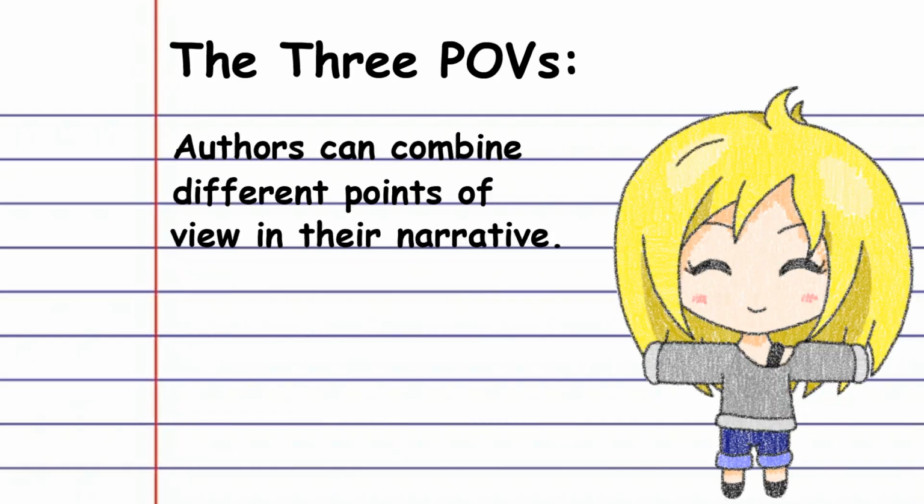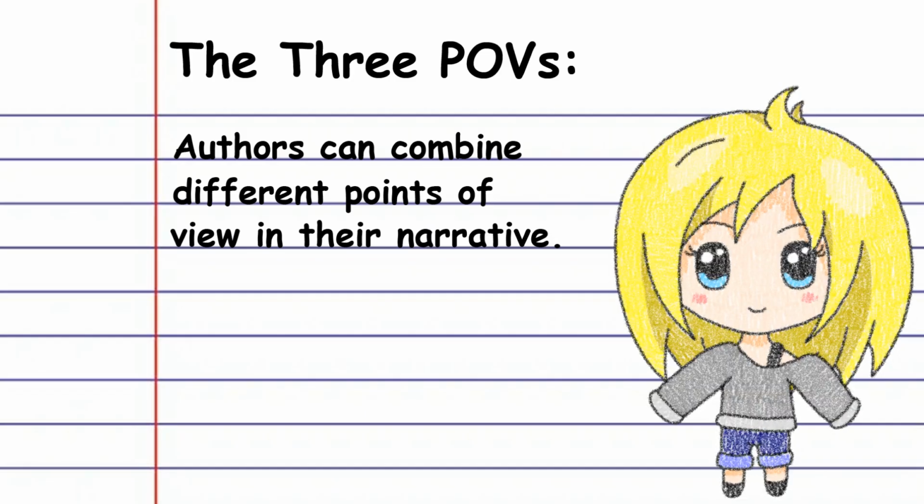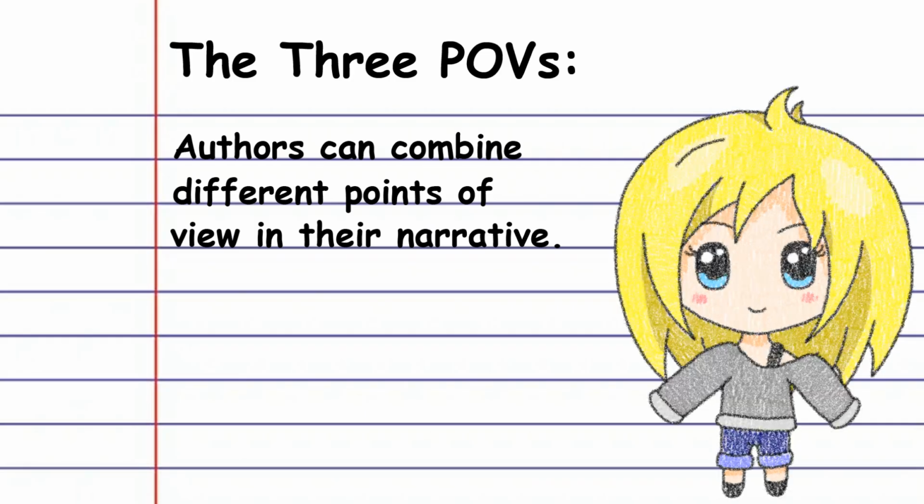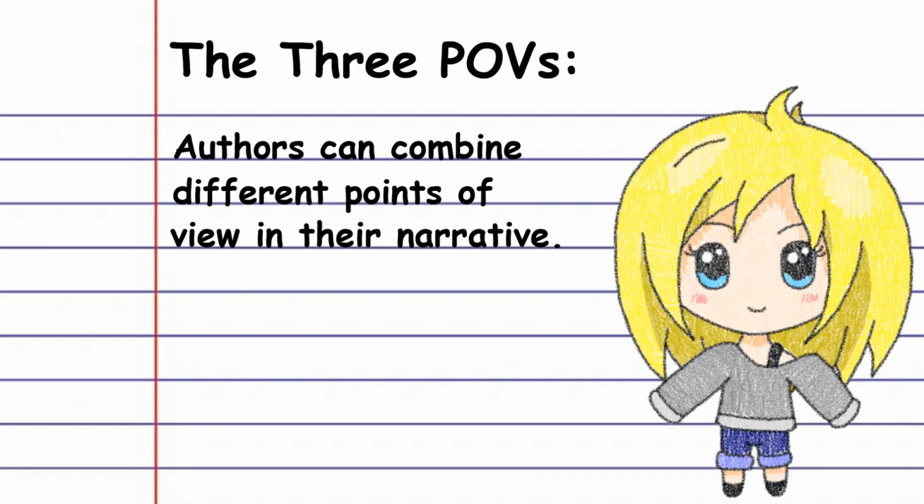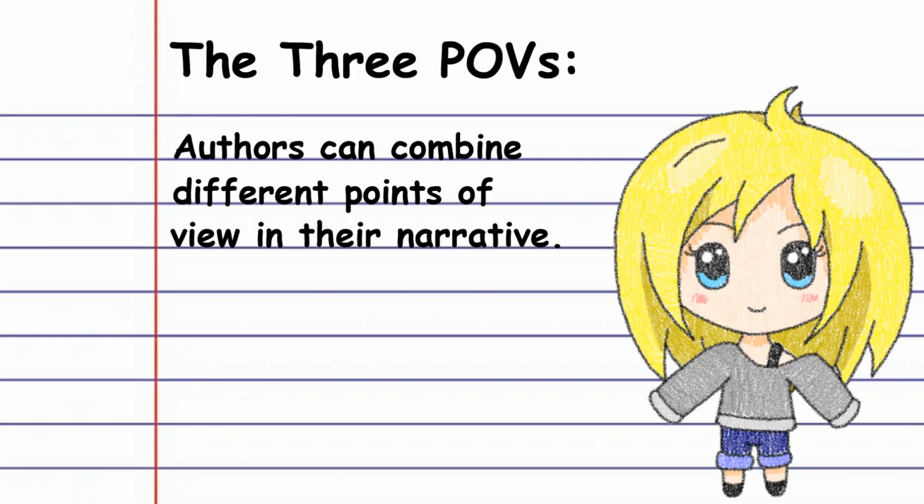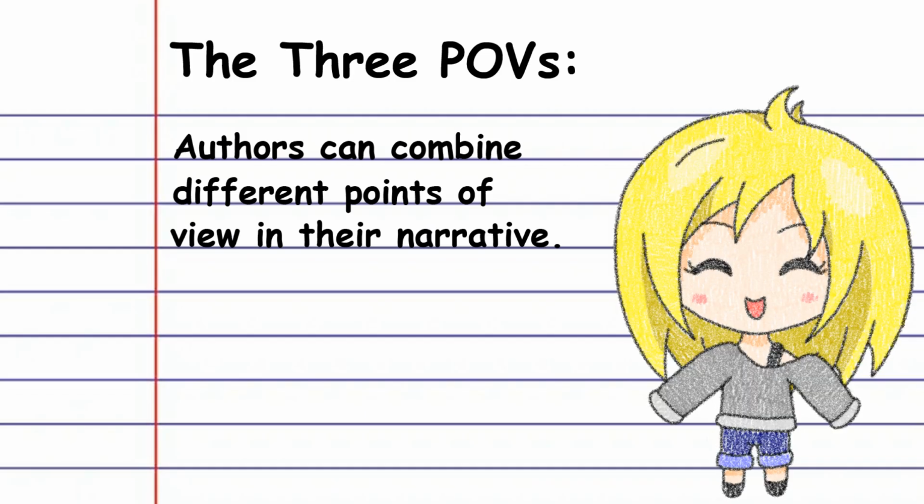Authors can also combine different points of view in their narrative. For instance, you can have a kind of story within a story, where the story is objectively being told in third-person narrative, but somewhere within the story, one of the characters starts narrating their own story, and the narrative changes to first-person point of view. The Name of the Wind is a good example of using both third and first-person narrative within the same novel.